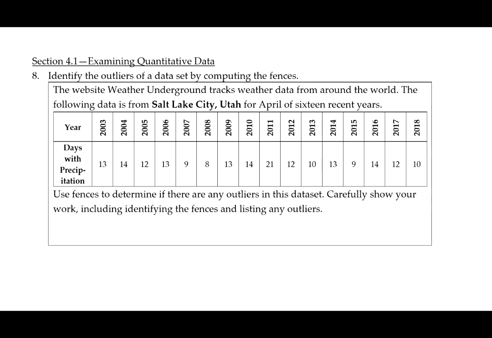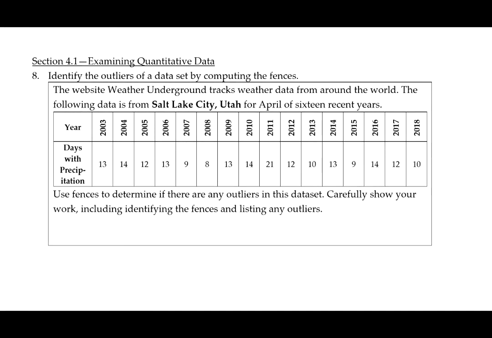The last learning objective 8 in section 4.1 is to identify the outliers of a dataset by computing the fences. The website Weather Underground tracks weather data from around the world. The following data is from Salt Lake City, Utah for April of 16 recent years. We have days with precipitation. Use fences to determine if there are any outliers in this data set.